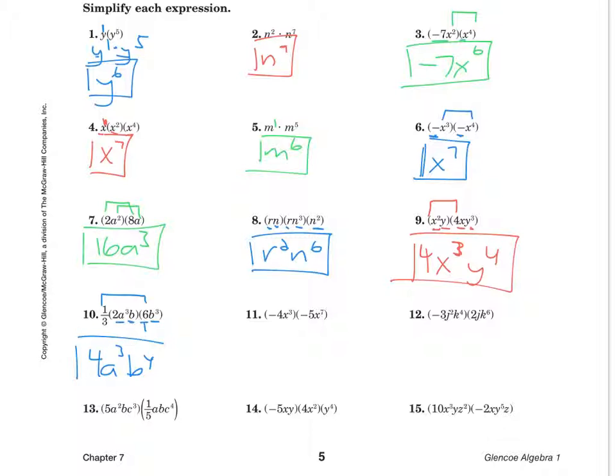Number 11. Start with the coefficients. Negative 4 times negative 5 is positive 20, and then the x's, 3 plus 7 is 10. Number 12, coefficients are negative 3 times 2, which is negative 6. The j's, I've got 2 plus 1 is 3. And the k's, I've got 4 plus 6, which is 10.